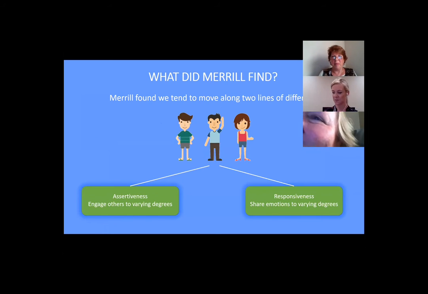Okay, so what did Merrill find? So Merrill found that we tend to move along 2 lines of difference. So there is a line of assertiveness and a line of responsiveness. So assertiveness is how people engage others to varying degrees, and responsiveness is how much people show emotions to varying degrees.